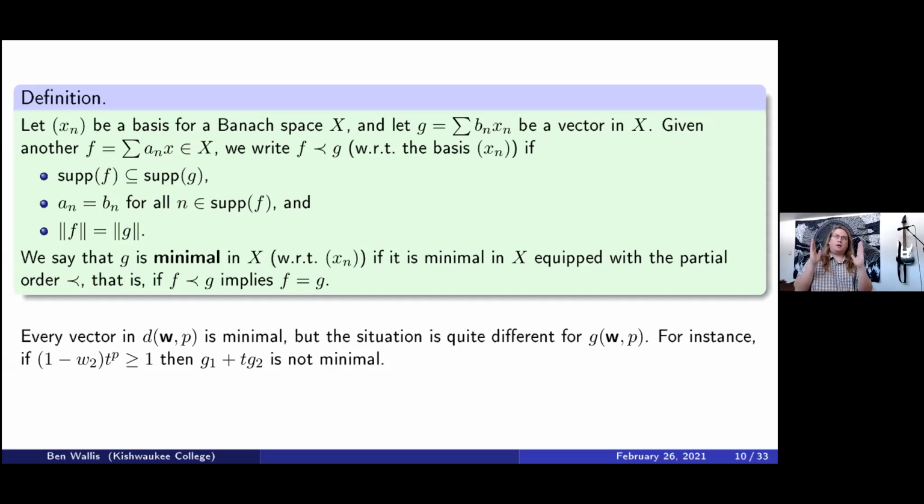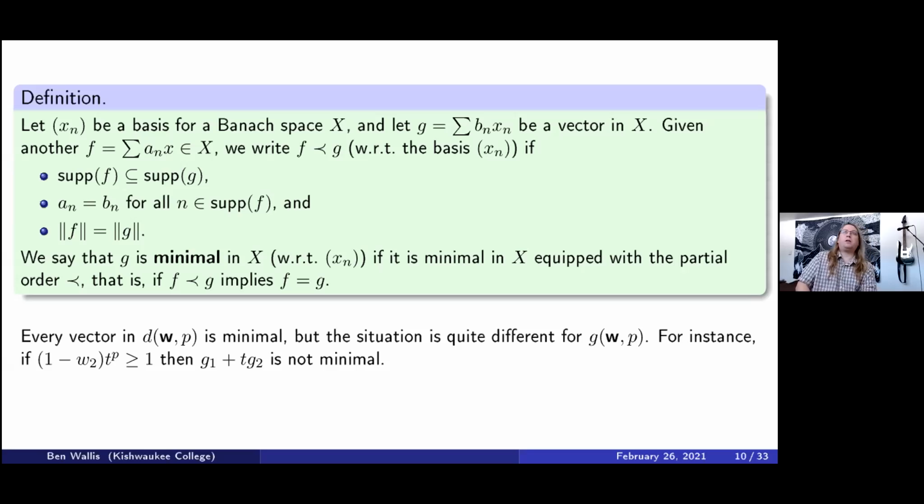Suppose you have a vector and you've got all these coefficients. Suppose you take some non-zero coefficients and you zero them out. If the norm doesn't change, then that's not a minimal vector. If the norm does change, well, then it might or might not be minimal. But if you can find some coefficients to zero out without changing the norm of that vector, then it's not minimal. And if you can't find any coefficients to zero out that wouldn't change the norm of the vector, then it is minimal.